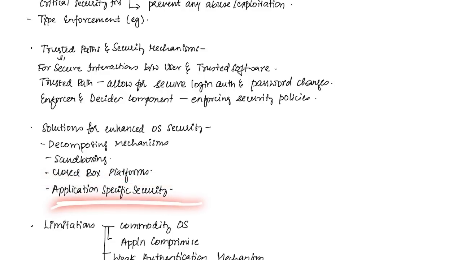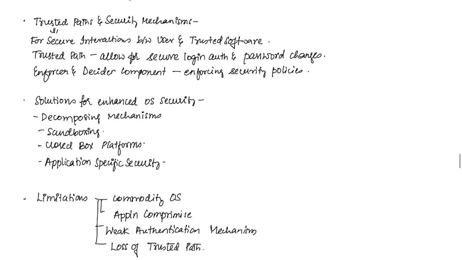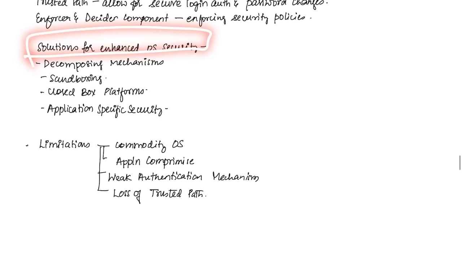Then we have application specific security. Here, applications above the operating system layer will implement better security, for example, the digital signatures for e-commerce transactions and all. So these are the solutions for enhanced operating system security.